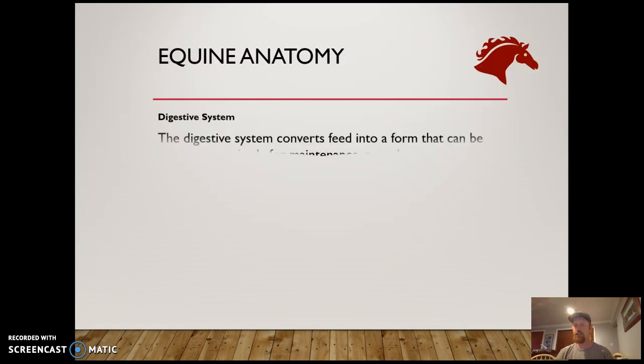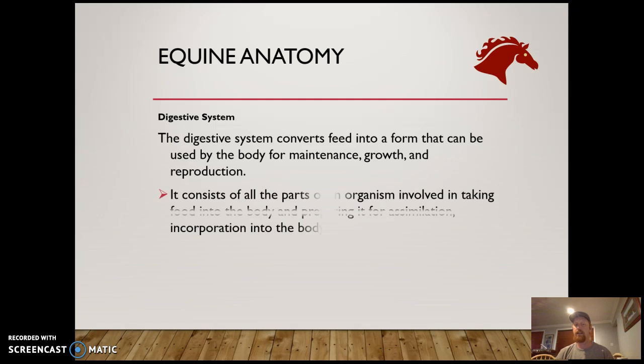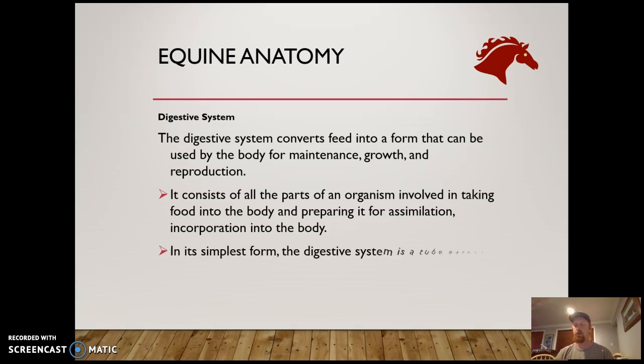Next, we have the digestive system. This is going to convert feed into a form that can be used by the body for maintenance, growth, and reproduction. It consists of all the parts of an organism involved in taking food into the body and preparing it for assimilation and incorporation into the body. In its simplest form, the digestive system is a tube that extends from the mouth to the anus with the associated organs.